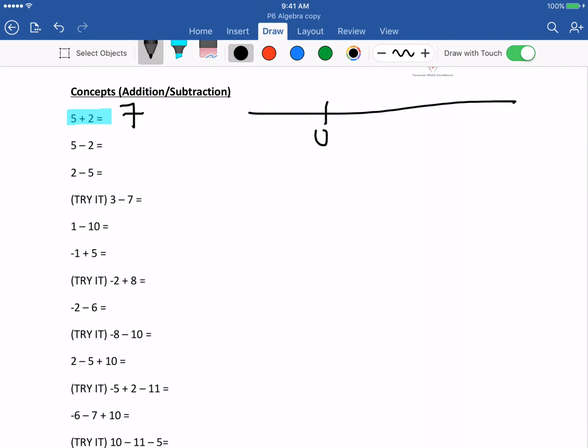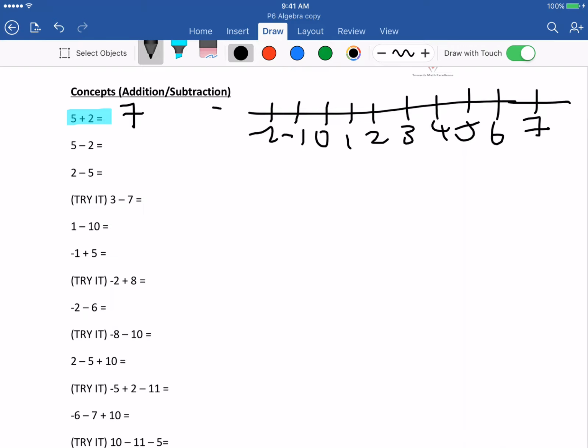Okay, let's say this is 0. This is 1, 2, 3, 4, 5, 6, and then 7. On the left will be, today is something new, you didn't learn this, negative 1, negative 2, negative 3, and so on and so forth. Okay, so why is 5 plus 2 equal to 7? We can use your number line to help us explain. 5 is right here.